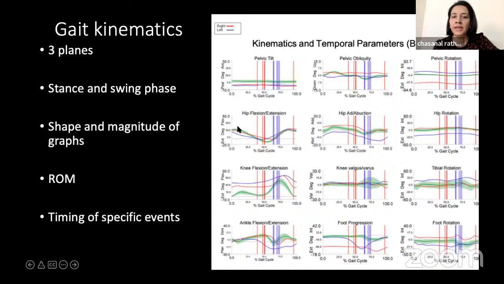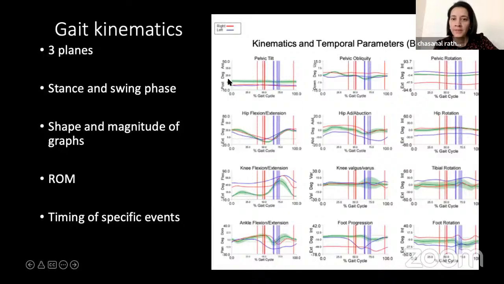So whatever green lines you are seeing is the normative, and whatever red you are seeing is the right side, and the blue is the left side. So it's very easy. Once you know what has to be seen, it's very easy to understand what is deviating from normal. If you look at this pelvis, it is written here what is posterior, anterior, flexion, extension. So let's look at just this sagittal one quickly.